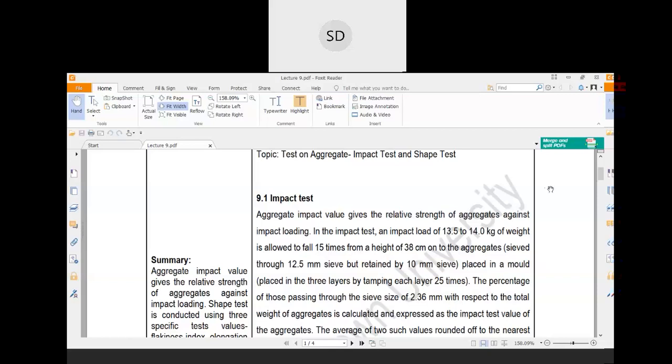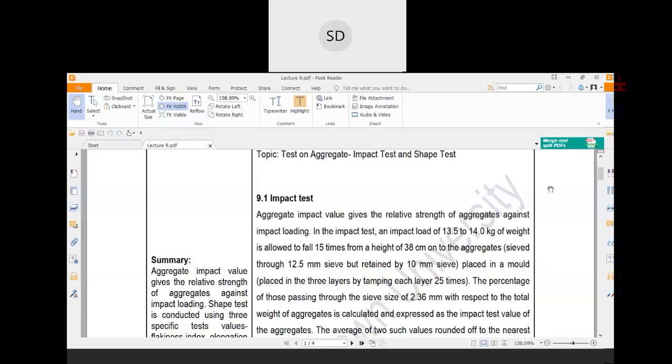And how is the impact test done? First you have to take the aggregate, which has to pass through a 12.5 mm IS sieve and be retained on a 10 mm IS sieve. After that, you fill that aggregate in a container in 3 layers and tamp each layer with a suitable number of blows so that all the air pockets can be removed. After that, you transfer that aggregate into the specific mold and go for the impact testing.